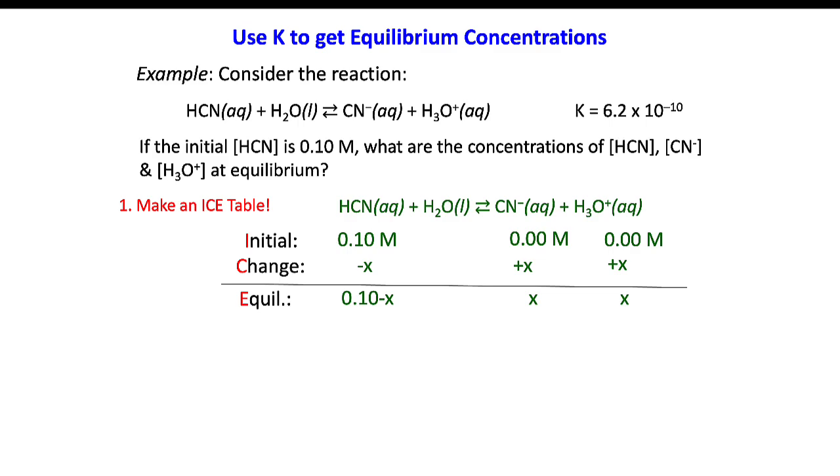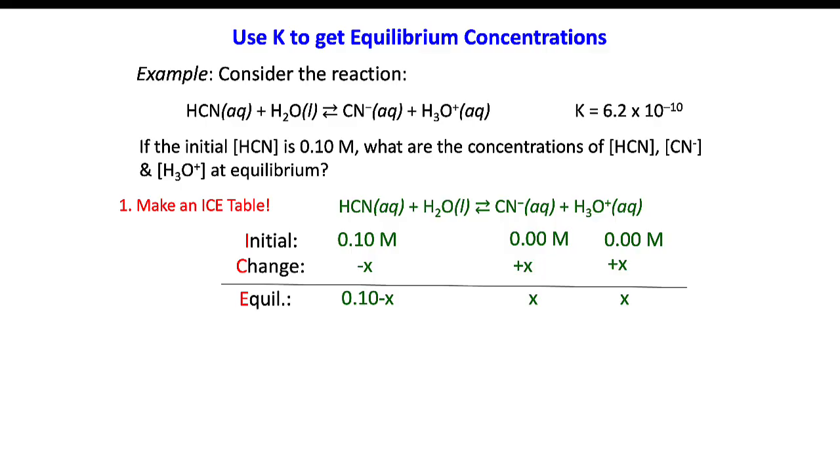We know that it has to be consumed as it shifts to the right, and as that amount is consumed, plus X and plus X for the CN minus and the H3O plus. It's all in relationship to one another according to this balanced reaction that we get the change that occurs when we go to equilibrium. And finally, our equilibrium row.